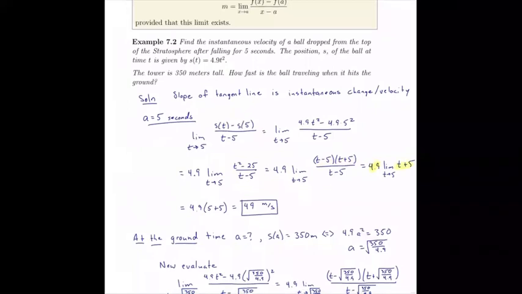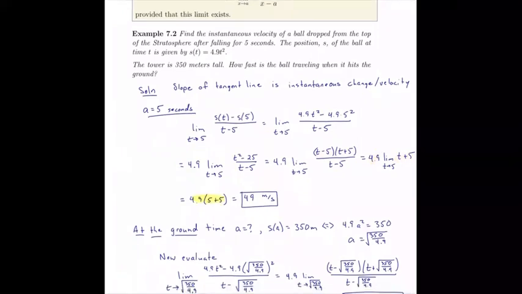Well, the limit of this function as t approaches 5 exists, and we just plug in 5 at t plus 5. Remember, t plus 5 is a polynomial. So now we've got 5 plus 5, and all of that is times 4.9. That's 10 times 4.9. This is 49.